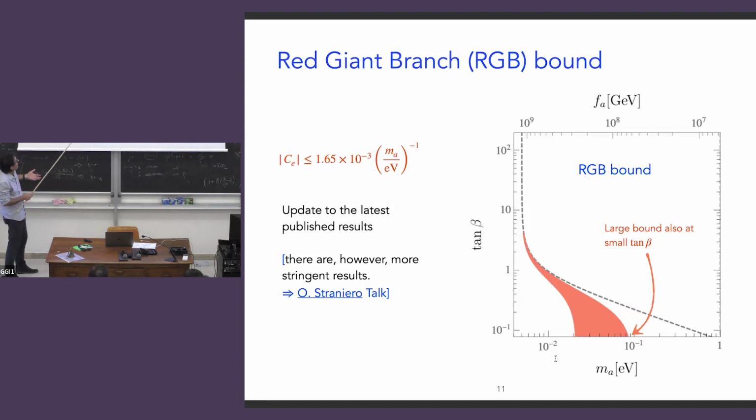But look what happens here. This is one of the most interesting results. If you go to tangent beta very small, then you have no bound from RGB, because RGB measures the coupling to electrons. But what we're saying is that since there are unavoidable corrections for the FSE, the minimum you get is this, which is fairly big. This 0.1 eV is an important number for cosmology, for example, for hot dark matter.